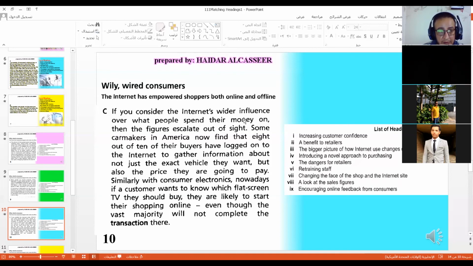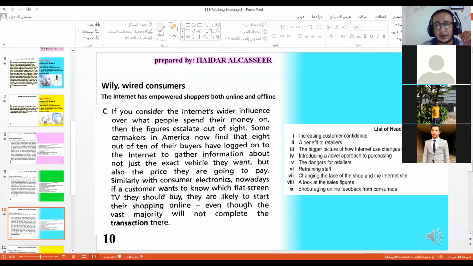Okay, so let's see number three. The bigger picture of how internet use changes consumer behavior. Consumer is a person who spends money. So that's the right answer. Okay, Abdullah? You got it? Yeah, I got it, yes. Another word which I didn't tell you that gives the meaning of change: adjust. Adjust also means change. Okay?